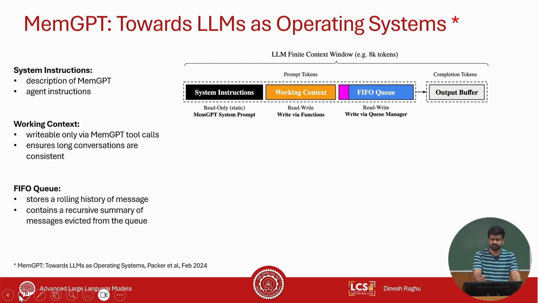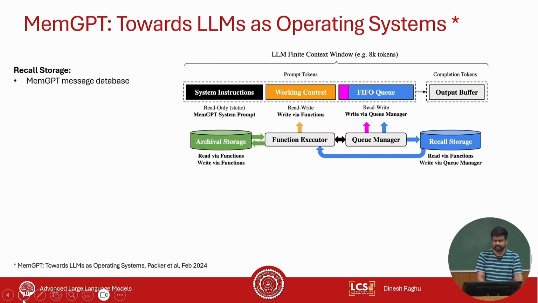So these are the three parts in the input. You have system instructions, you have a working context, and you have a message history, right? So ideally we would assume everything would be system instructions and message history, right? And when you run out of space, the most likely thing you would do is remove some part of the FIFO queue and then end up using it. So this is slightly more sophisticated than that.